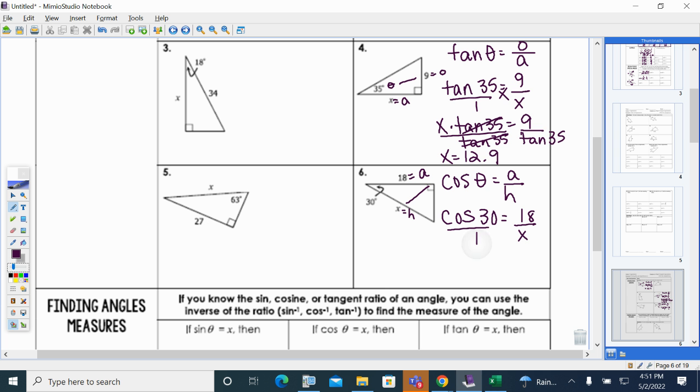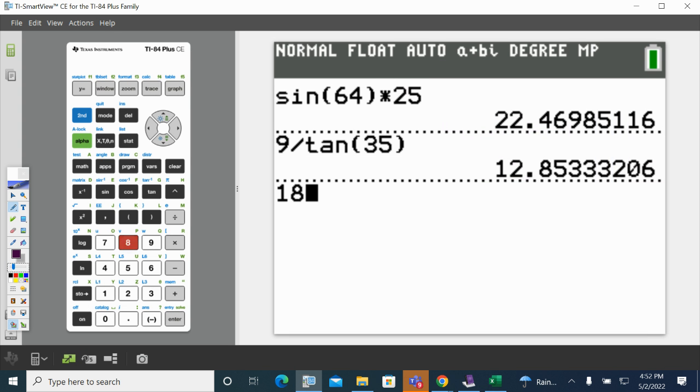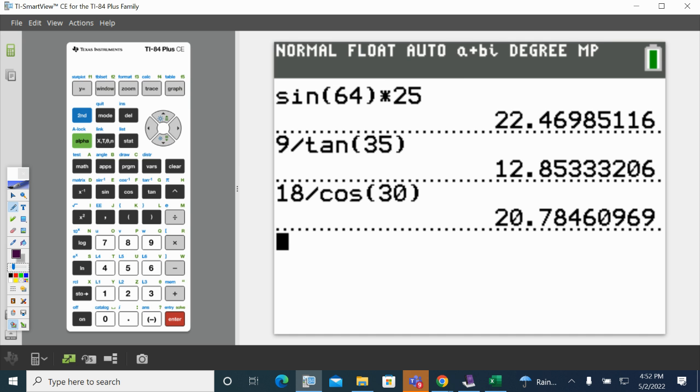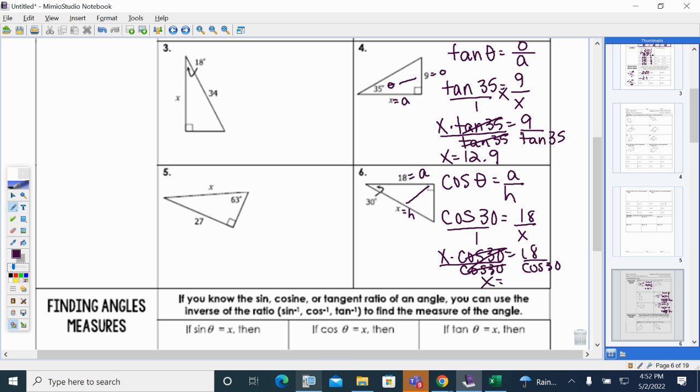Now this is another one kind of like that tangent. We're going to cross multiply. So we're going to have x times the cosine of 30 equals 18. And then we're going to divide by the cosine of 30 on both sides to get x. So x is going to be equal to 18 divided by the cosine of 30, which is going to give us 20.8.